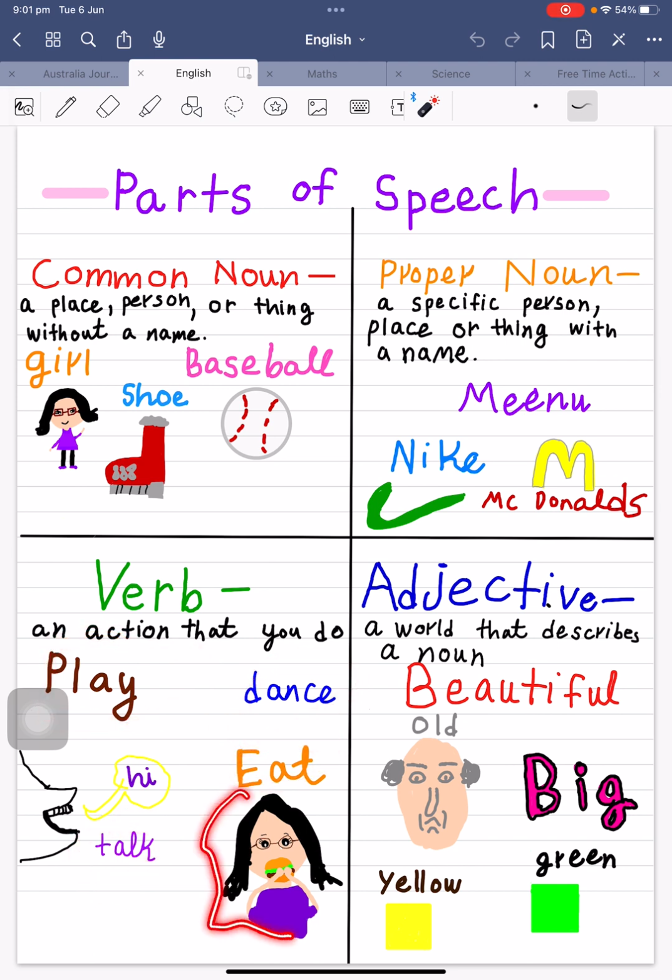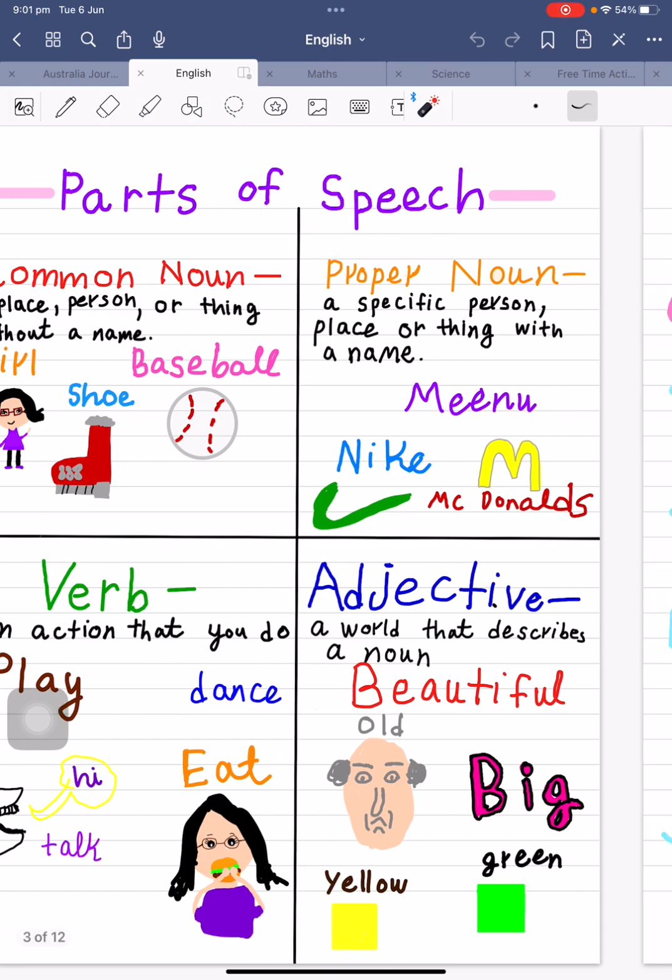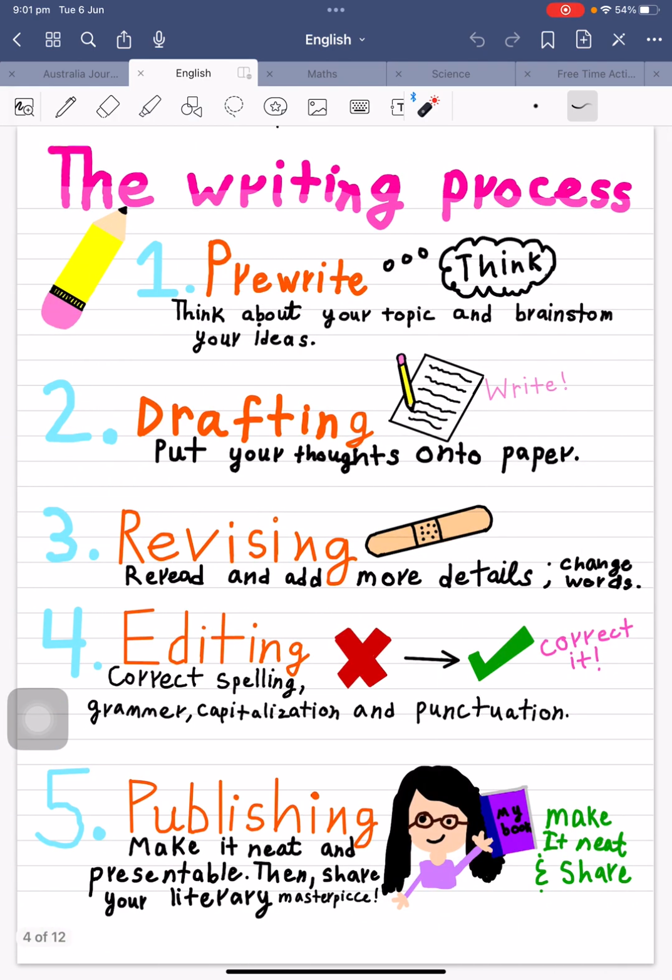And I love how I drew myself right here. It looks so adorable. And then here there is adjective, a word that describes the noun. So it's beautiful, old, green, yellow, big. And here we have the writing process. So let me erase that little dot that was up there. So this is the writing process.